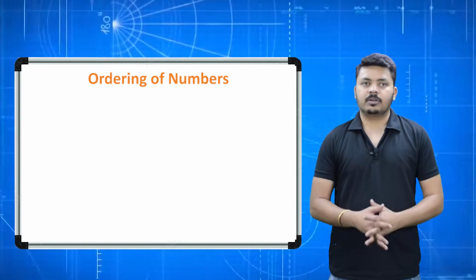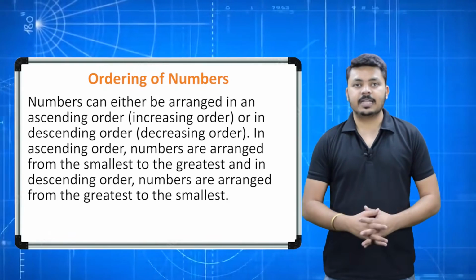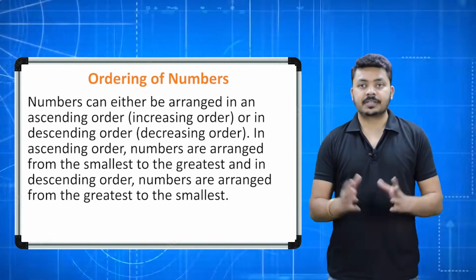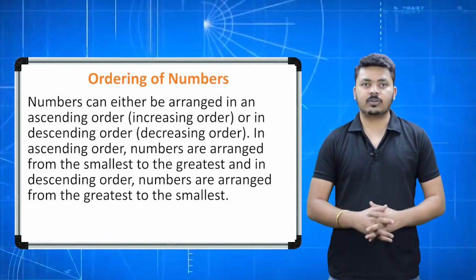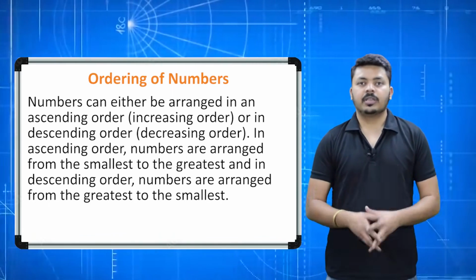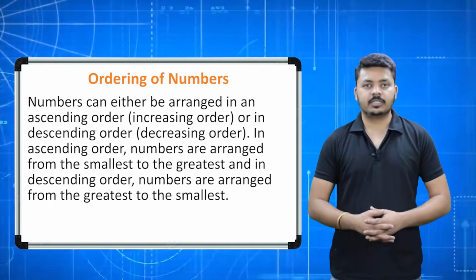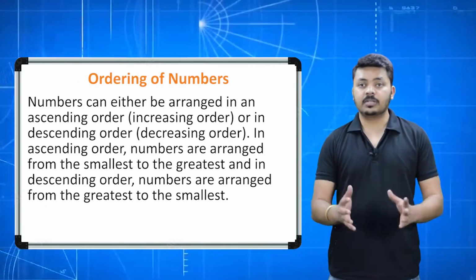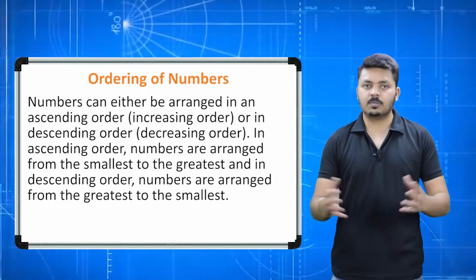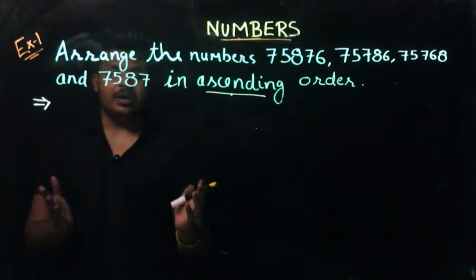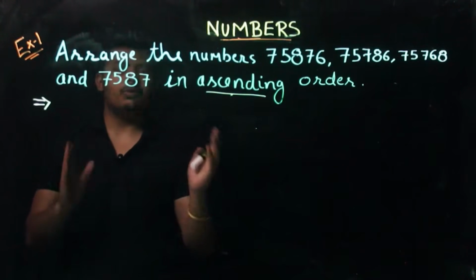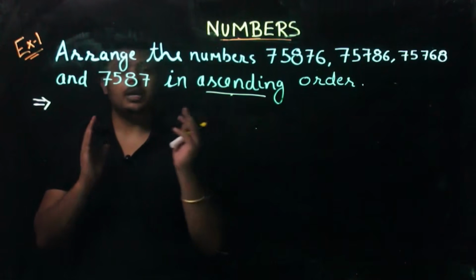Ordering of numbers. Numbers can either be arranged in ascending order, that is increasing order, or in descending order, that is decreasing order. In ascending order, numbers are arranged from the smallest to the greatest, and in descending order, numbers are arranged from the greatest to the smallest. So students, we have learned what an ascending order is. Now we will arrange all the 4 numbers in ascending order.